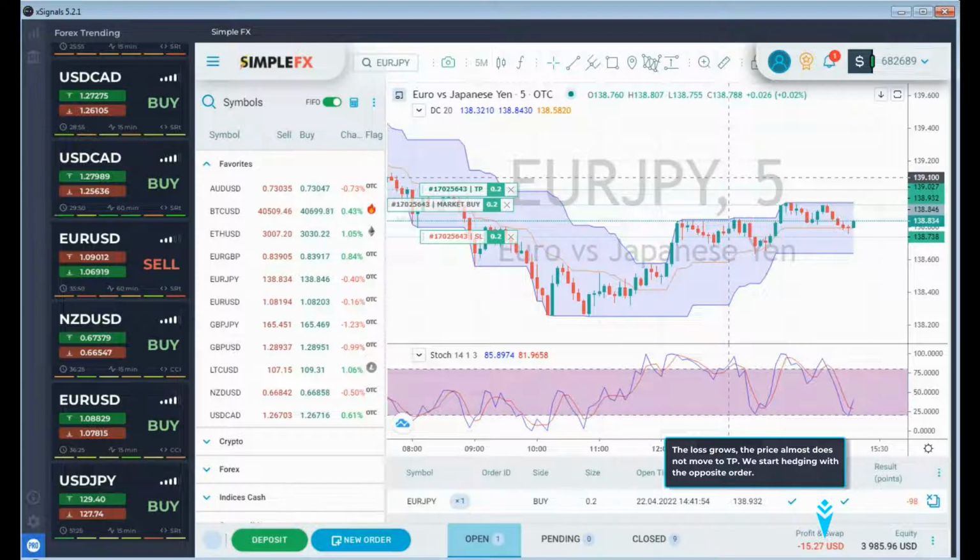The price begins to roll back from the middle line of the channel. We will not close the current loss, we will hedge by opening a second position with a strong trend.